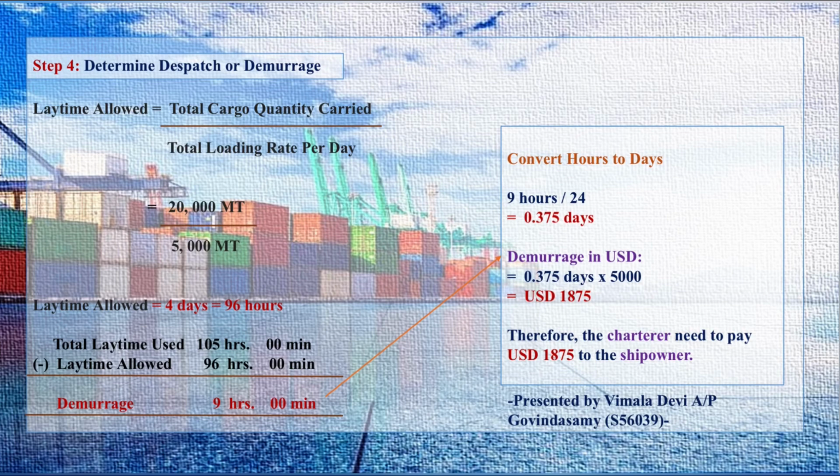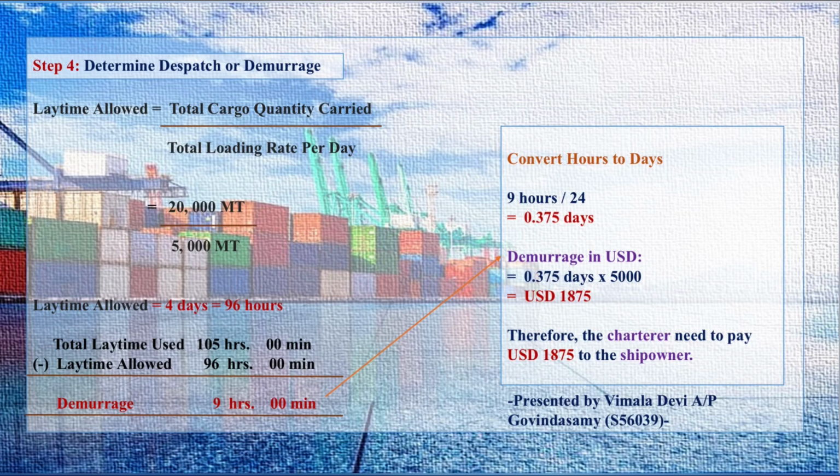If the late time used by the charterer is beyond late time allotted, the charterer needs to pay for demurrage. But if used below late time allotted, the charterer will be rewarded dispatch. So next step is we're going to subtract total late time allotted from total late time used. From the previous slide, we get 105 hours as the total late time used. We subtract 96 hours, the total late time allotted, and we get 9 hours as demurrage. When converted to days, we get 0.375 days as demurrage.